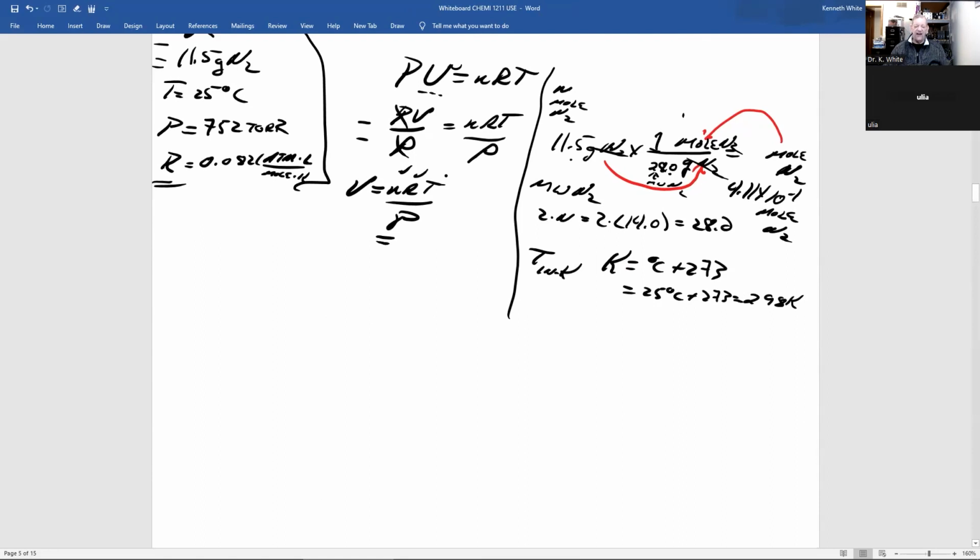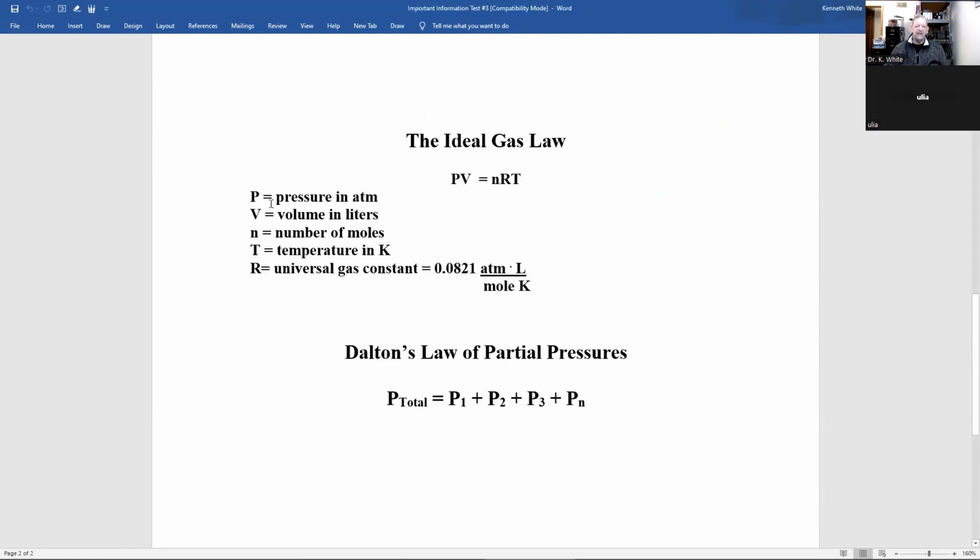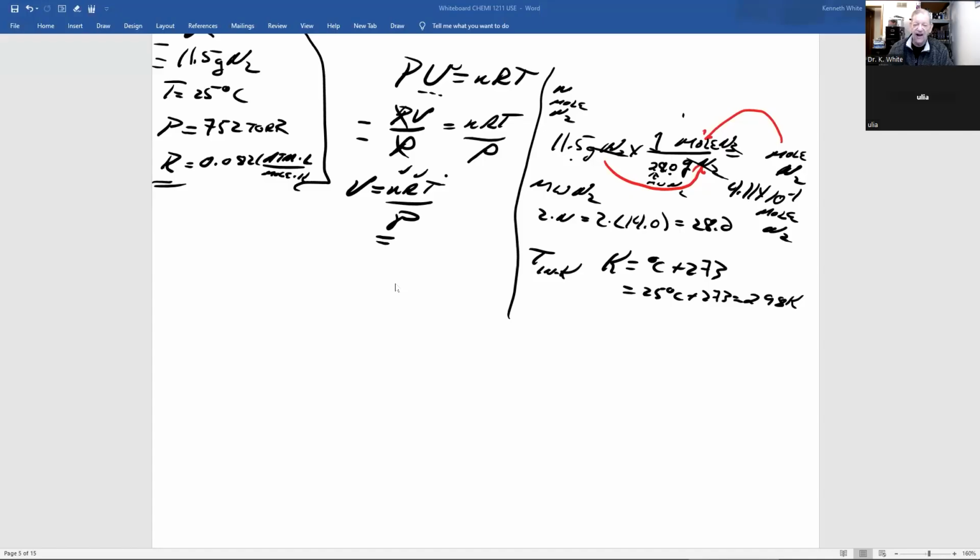Now, once again, it is critical when using PV equal nRT that you have the right pressure. And for this, pressure has to be in atmospheres. Oh no, I've never seen a gauge in atmospheres, but you'll be given either torr or millimeters of mercury. So now, pressure in atmospheres, we have 752 torr.